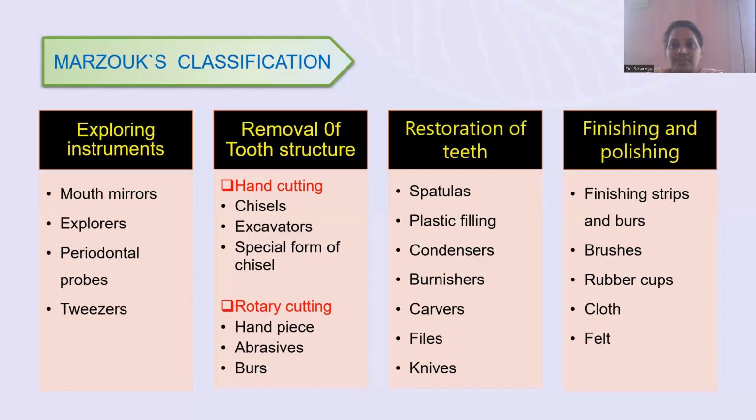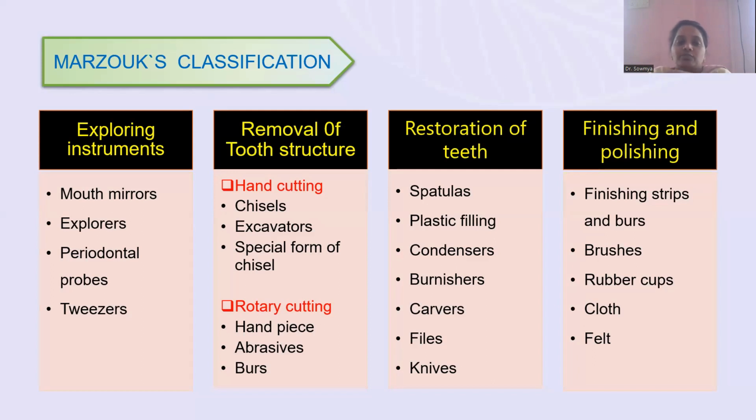Now coming to the classification of the instruments. There are actually various classification types for the hand cutting instruments. First one is Marzu's. In Marzu's, he classified instruments into 4 types: exploring instruments, removal of the tooth structure, restoration of the tooth, finishing, and polishing.